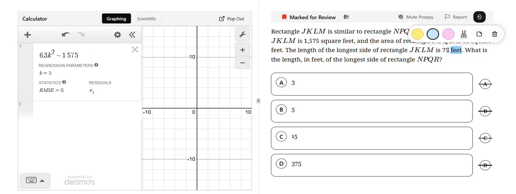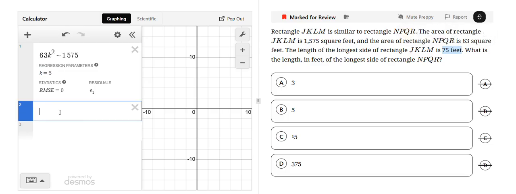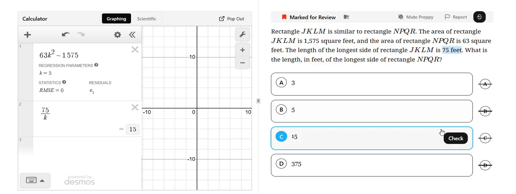We're given the side length of the bigger rectangle. What we need is K, because K is for side length, right? To go from the bigger to the smaller, we divide. So 75 divided by K, which is 5, is equal to 15. Is that one of the option choices? Yes, it is.